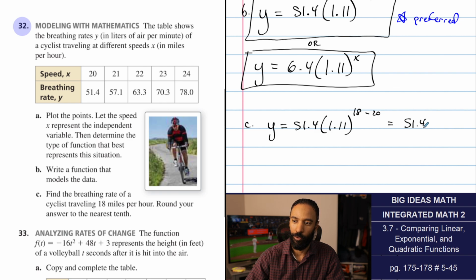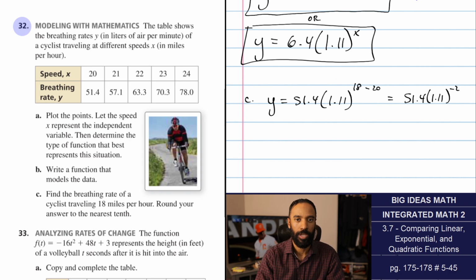So 51.4 times 1.11 to the negative second power is basically what's going to happen. So I use the calculator for that, right? I do 51.4 times 1.11 to the negative second power. And we're getting 41.7.